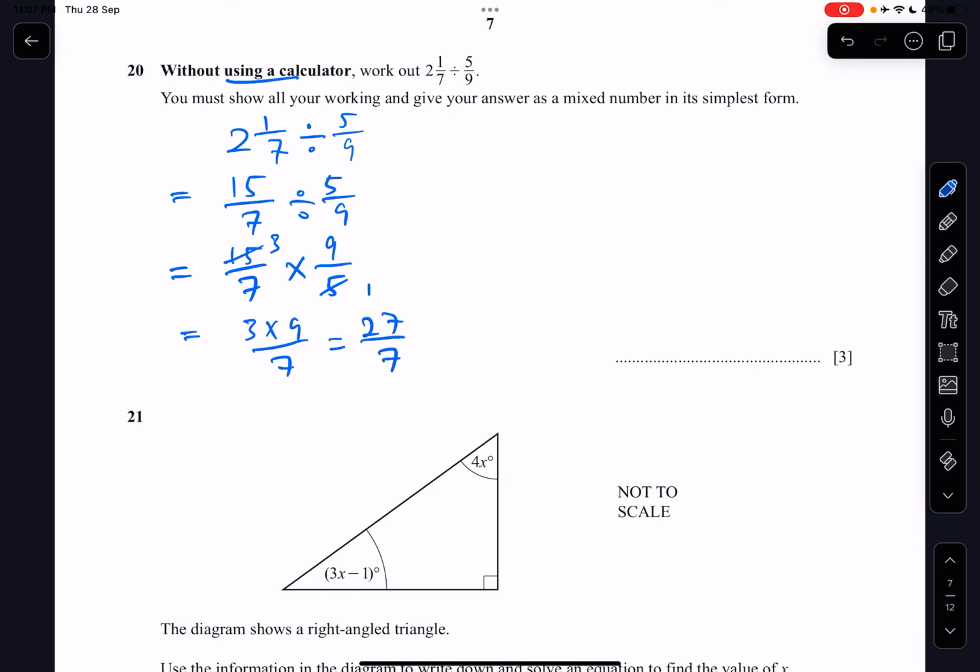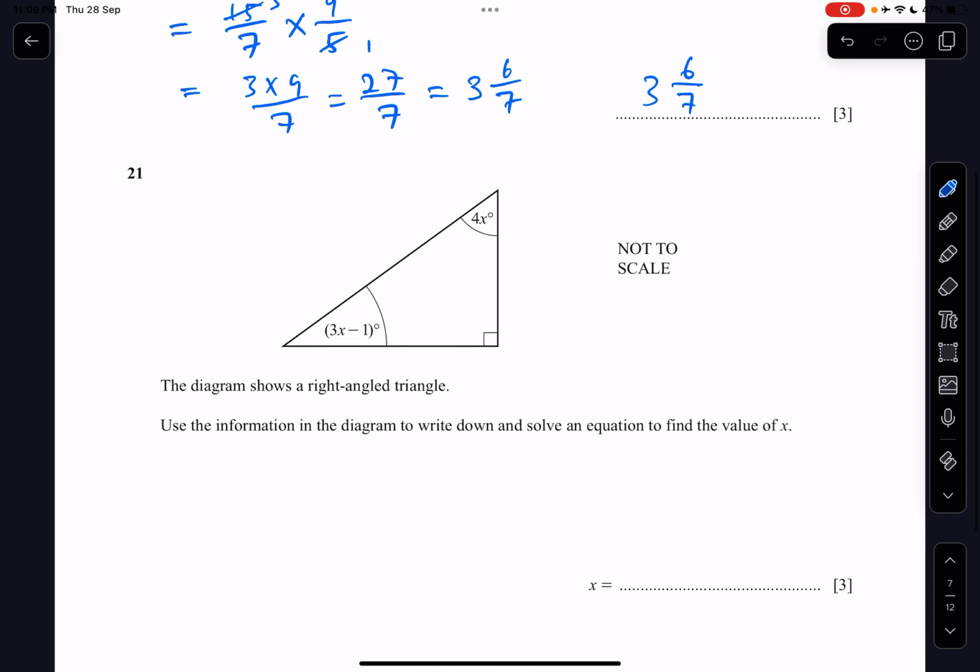As a mixed number in its simplest form. Okay, so mixed number, so in this case 21, right? So it'll be 3 and 6/7. Okay, so from 27/7 to change to a mixed number, we can always use the calculator to help us double check the answer.